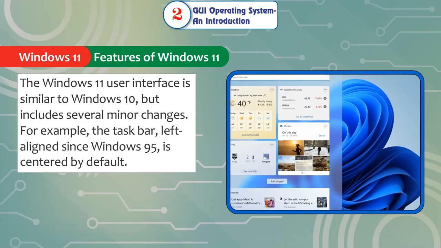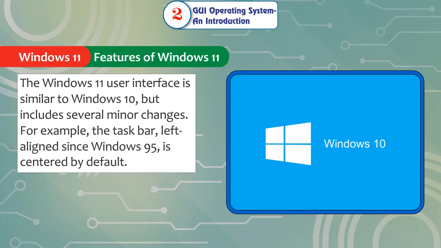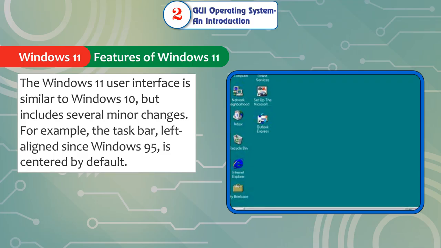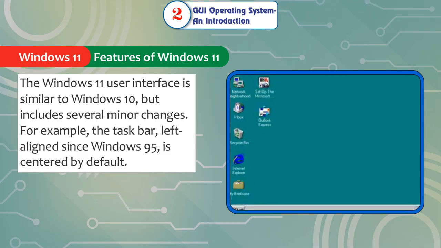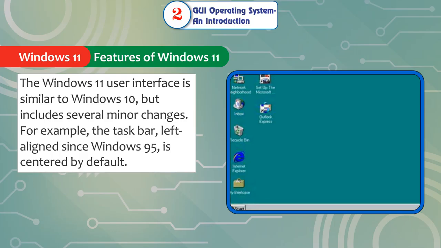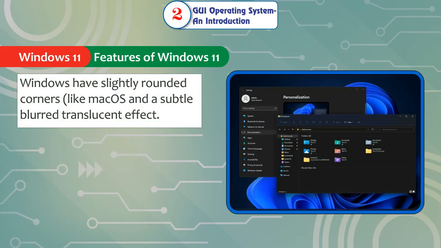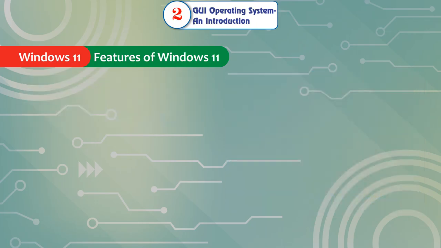Features of Windows 11. The Windows 11 user interface is similar to Windows 10 but includes several minor changes. For example, the taskbar, left aligned since Windows 95, is centered by default. Windows have slightly rounded corners, like Mac OS, and a subtle blurred translucent effect.